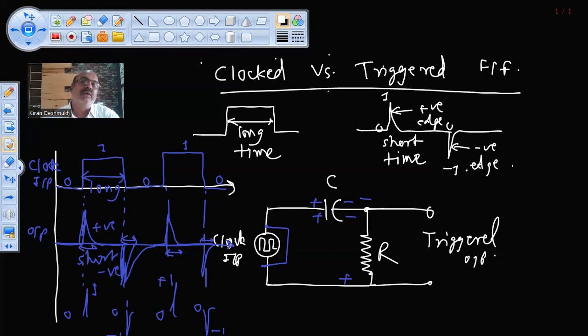That's why, instead of using a clocked JK flip-flop, clocked RS flip-flop or clocked D flip-flop, we prefer the triggered JK flip-flop, triggered RS flip-flop, and triggered D flip-flop. So the better choice is the triggered flip-flop. Triggered flip-flop is very nice as far as flip-flops are concerned. I think this is clear.